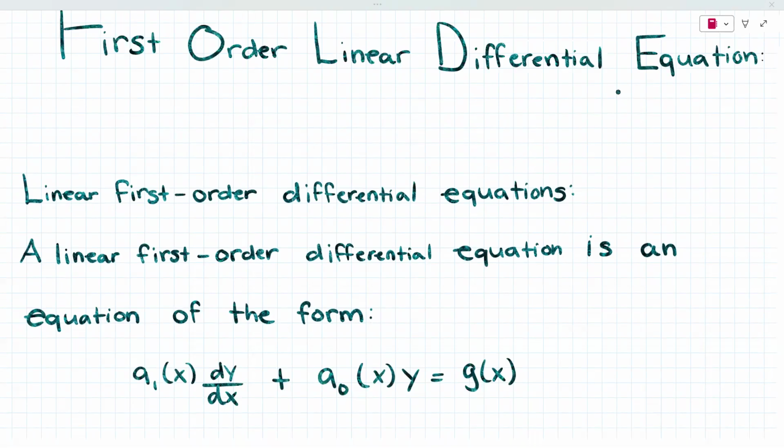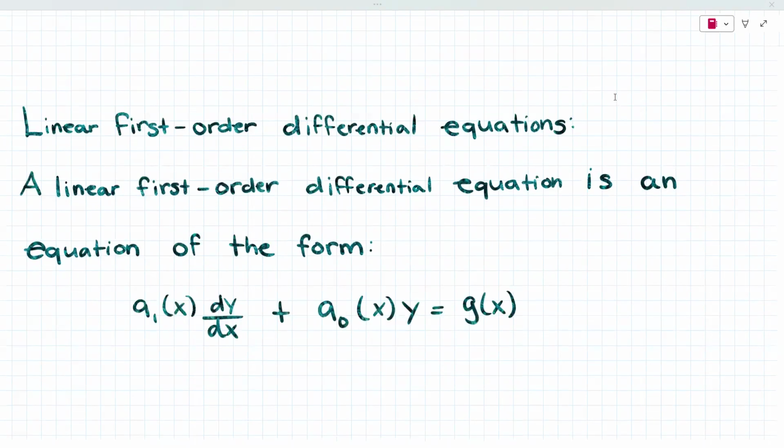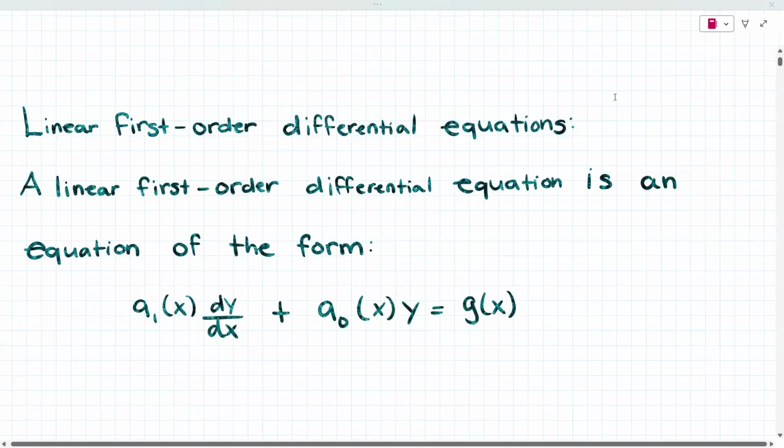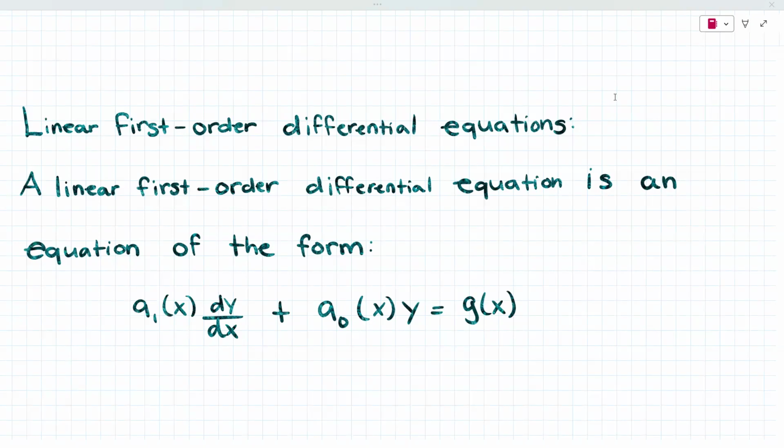A linear first order differential equation is an equation in the form of this: a1(x) times dy/dx plus a0(x) times y equals g(x). So if it's in that kind of form, you know it's a linear first order differential equation. As you can see, there are no real fractions, so you can't cross multiply, unlike separable differential equations.